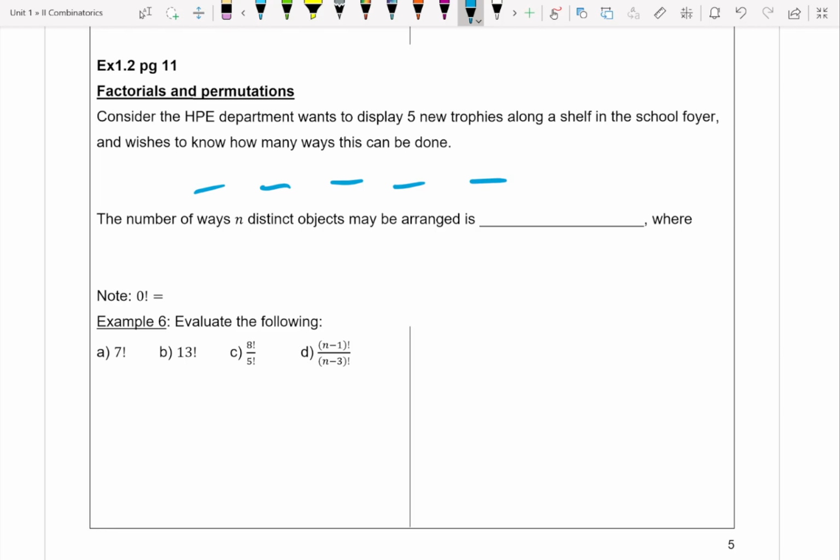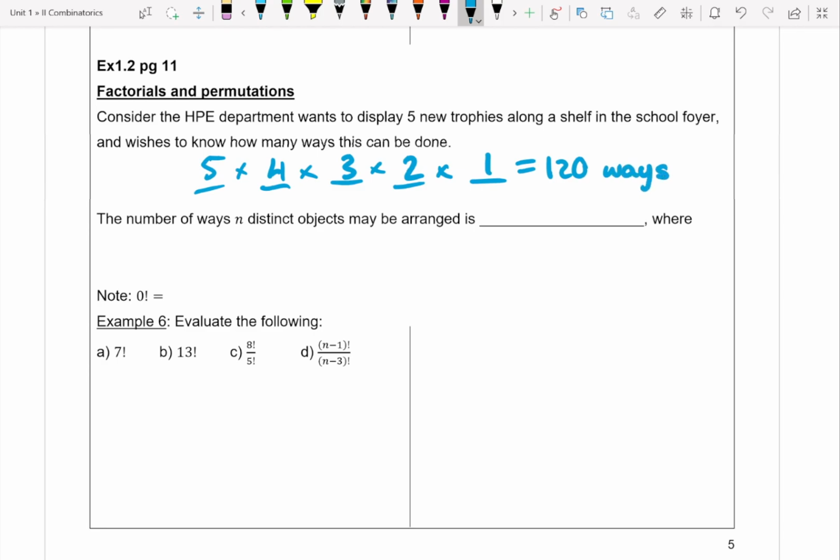So in our first option, we're going to have to pick one of those 5 trophies. Then that trophy is no longer in play. It's been positioned. We have 4 trophies left to pick for the second option, and this reduces as we go down. The number of ways we can do this uses the multiplication principle. So we multiply these together, and we get 5 times 4 times 3 times 2 times 1, which is going to be 120 different ways.